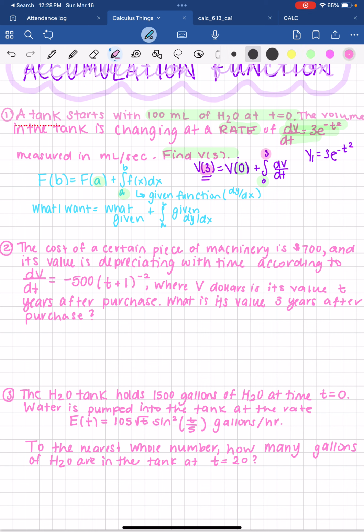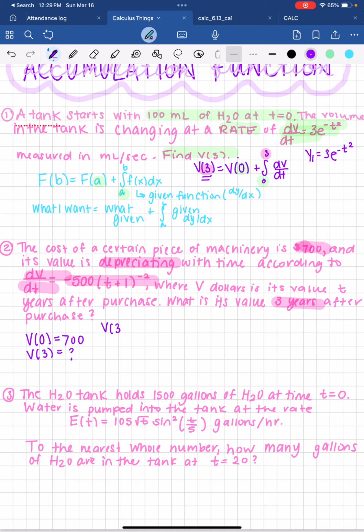The cost of a certain piece of machinery is $700. So that looks like that is the starting amount. So I'm going to set it up like this. I always like to do my initial condition, V of 0 equals 700. Why V? Because that's the variable they use. Its value is depreciating with time according to dV/dt equals this, where V is dollars. V is its value t years after purchase. What's the value 3 years after purchase? So they want V of 3. I like to set it up like this.